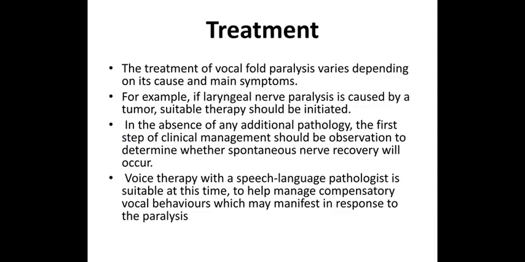Treatment: the treatment of vocal cord paralysis varies depending on its cause and main symptoms. For example, if laryngeal nerve paralysis is caused by a tumor, suitable therapy should be initiated. In the absence of any additional pathology, the first step of clinical management should be observation to determine whether spontaneous nerve recovery will occur. Voice therapy with a speech language pathologist is suitable at this stage to help manage compensatory vocal behavior which may manifest in response to the paralysis.